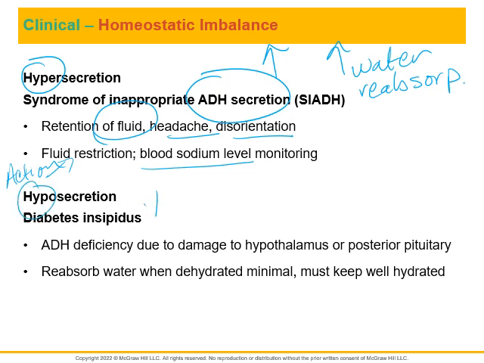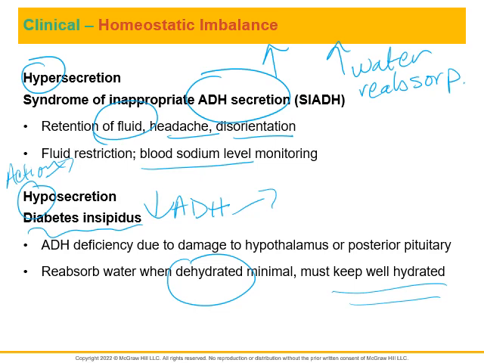For hyposecretion, you have low ADH secretion. It could be due to some sort of damage that's happening to the hypothalamus or the posterior pituitary. So if you never have ADH, if you don't have enough of it, you're never going to reabsorb water, even if you need to, even if you're dehydrated, right? And this causes you to be thirsty all the time. So diabetes insipidus doesn't have anything to do with insulin. It's one of the symptoms of diabetes, so it's called diabetes insipidus. You're constantly thirsty because even when you're dehydrated, you don't have ADH able to reabsorb water for you. So you really have to maintain your hydration level.